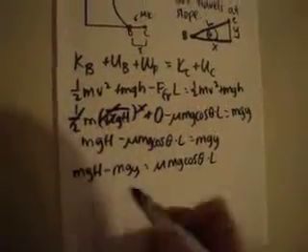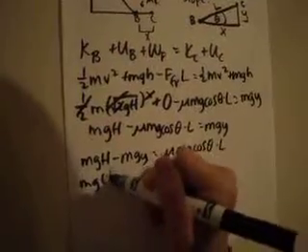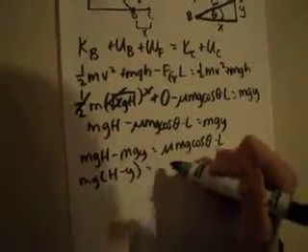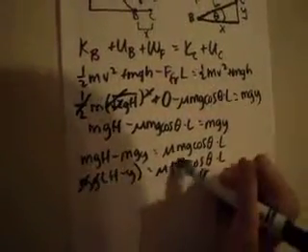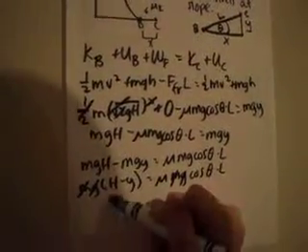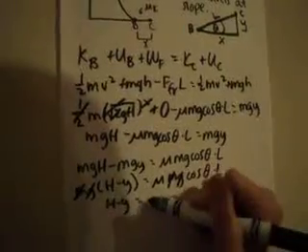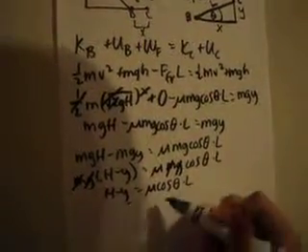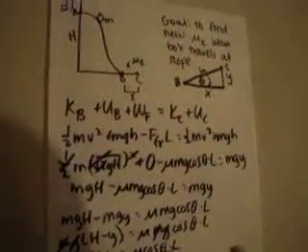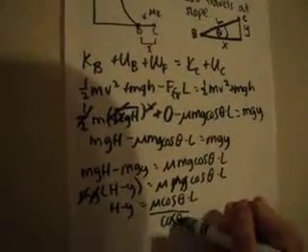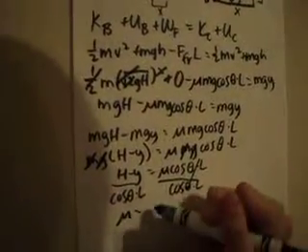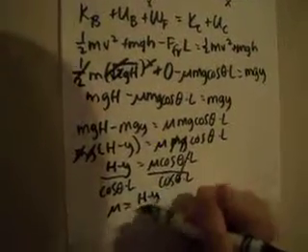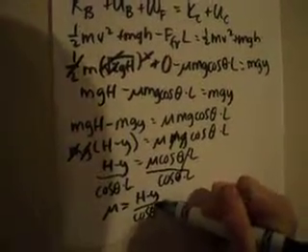So then we can group this part together to get mg, then the quantity of h minus y equals mu mg cosine theta times L. So then the mg cancels on both sides, so now we have h minus y equals mu cosine theta times L. So to get mu, which is the goal of the problem, you have to divide both sides by cosine theta times L. So now we have that mu equals h minus y over cosine theta times L.